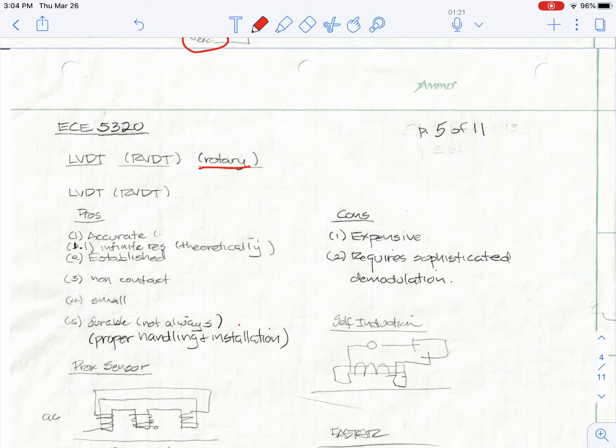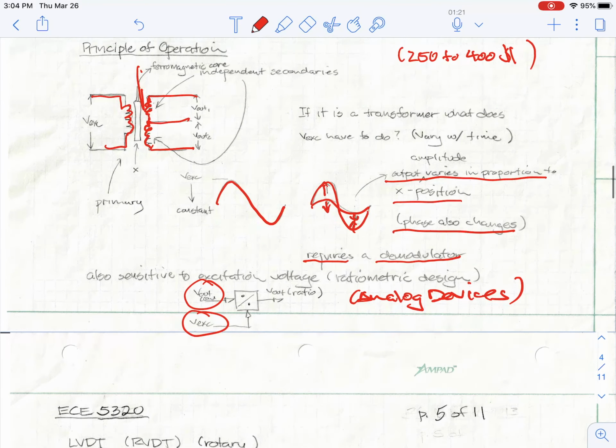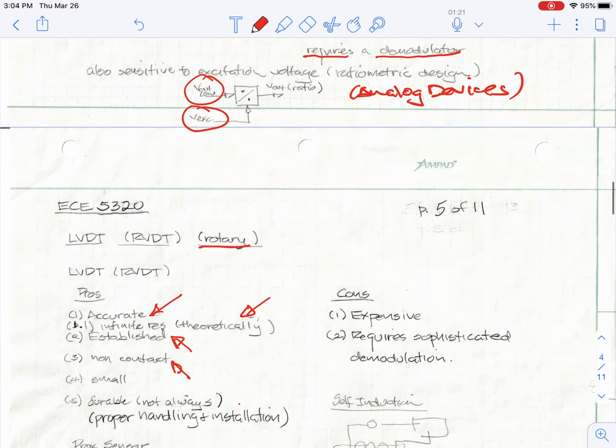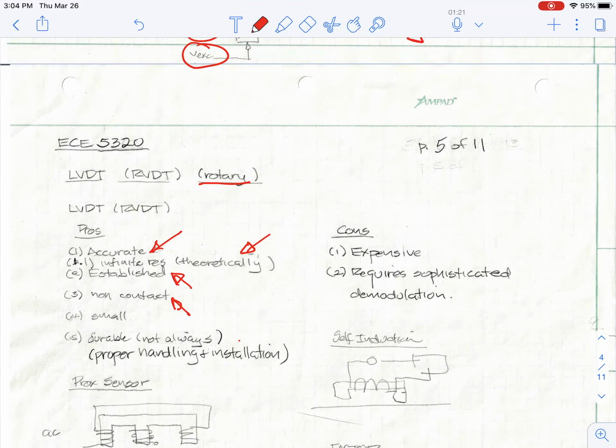What are some pros and cons of RVDTs and LVDTs? They're very accurate, and they theoretically have infinite resolution. It's an established technology. They're non-contact. The little core never has to touch anything that the windings are wound around, and they're small or smallish.